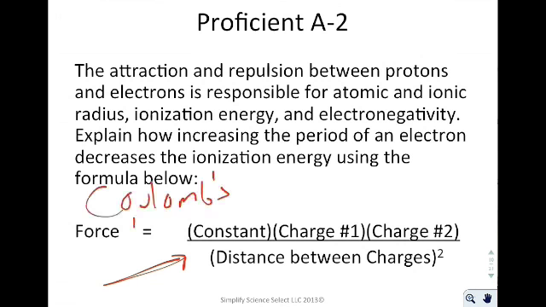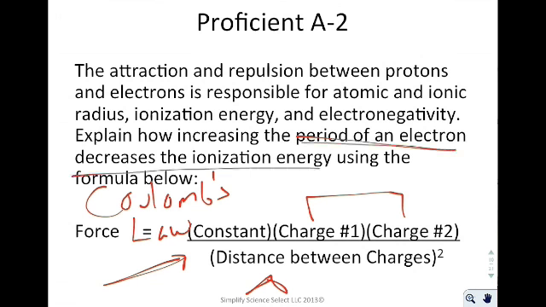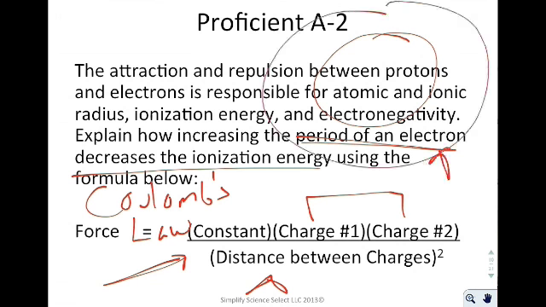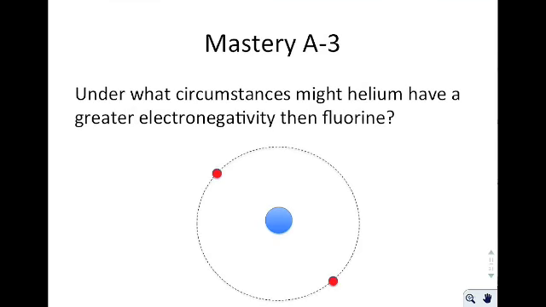And if you look at it, it explains the distance between the charges, charge and charge. It says increasing the period of an electron. Remember, when you increase the period of an electron, you're adding another layer of electrons. In other words, you're vastly increasing the distance. If you increase the distance, remember this distance is on the bottom, so you're dividing by a larger number. Not only that, but it's a squared term. So if you increase the distance by a factor of 2, you end up decreasing the force by a factor of 4.